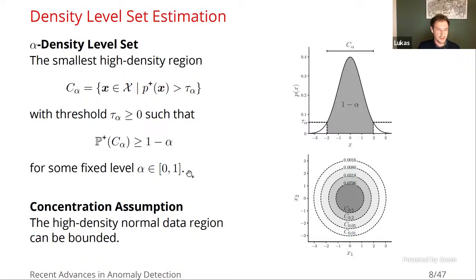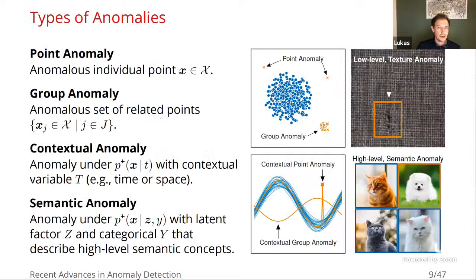And the standard assumption that is made in anomaly detection is that this region of normality can be bounded so that it is tractable for estimation. And so there are various types of anomalies that are relevant in applications. Standard point anomalies would be individual points that are in this low density region.